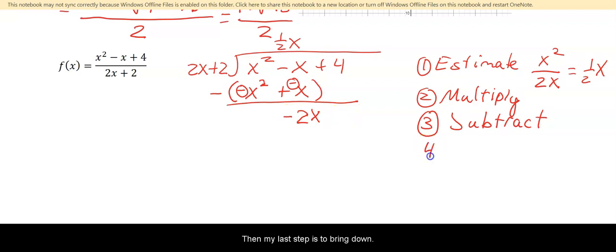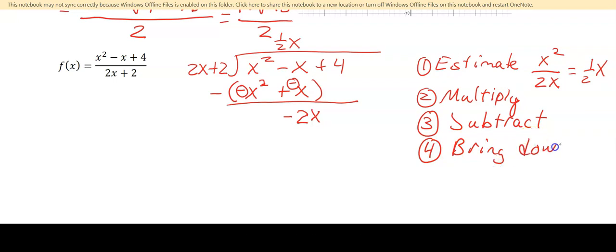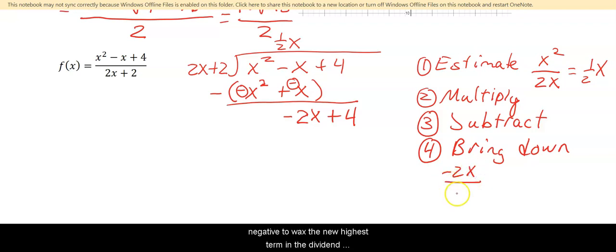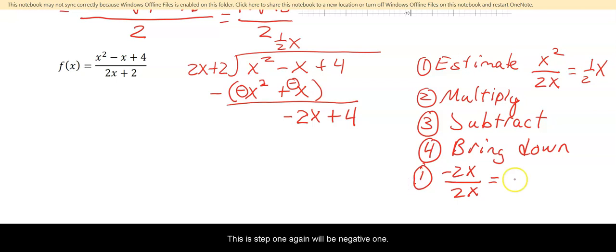Then my last step is to bring down. When I bring down, I'm going to bring down everything. Again, we'll only need to go through these steps a couple of times since ours will be precisely 1 higher. We will repeat by finding our new estimate, dividing negative 2x, the new highest term in the dividend, by the highest term in the divisor, 2x. My new estimate, this is step 1 again, will be negative 1. I put minus 1 up in the quotient.